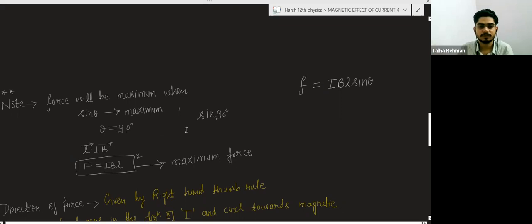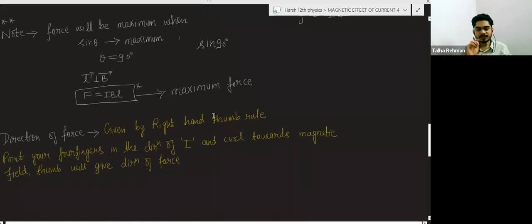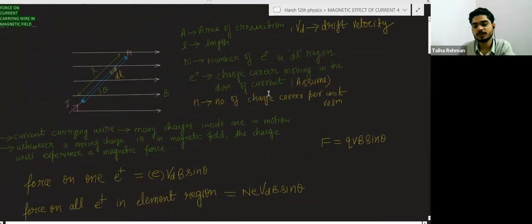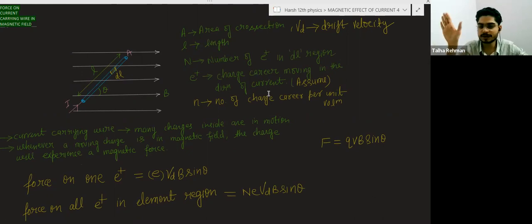Now, the direction part: how will you find the direction of the force on this wire? For that, you will use your right hand. Point your fingers along the direction of the current and curl your fingers in the direction of the magnetic field, or towards the magnetic field.